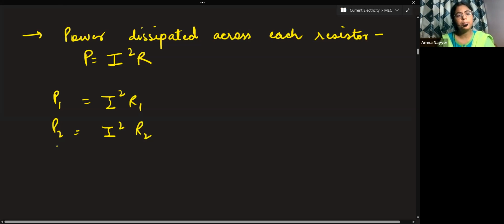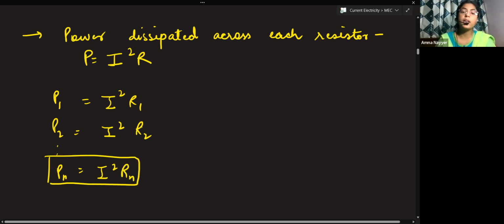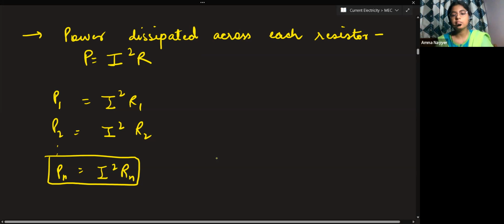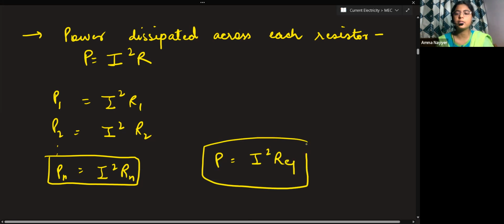Up till Pn, which will be I squared Rn. And if you are asked to write the power across the whole circuit, you can write it as I squared multiplied by R equivalent. This is the form. So we'll also do a question on series combination.